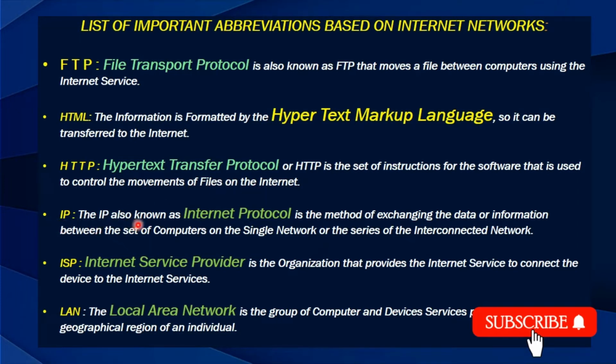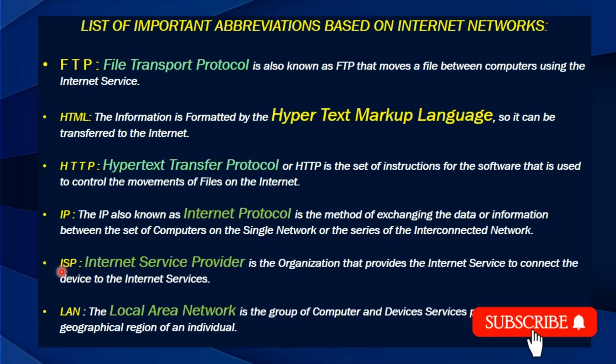IP, also known as Internet Protocol. So the first letters are taken as IP. IP is the method of exchanging the data or information between the set of computers on the single network or the series of interconnected networks.